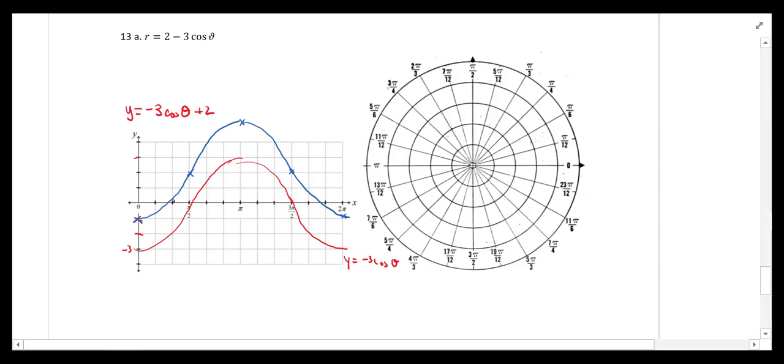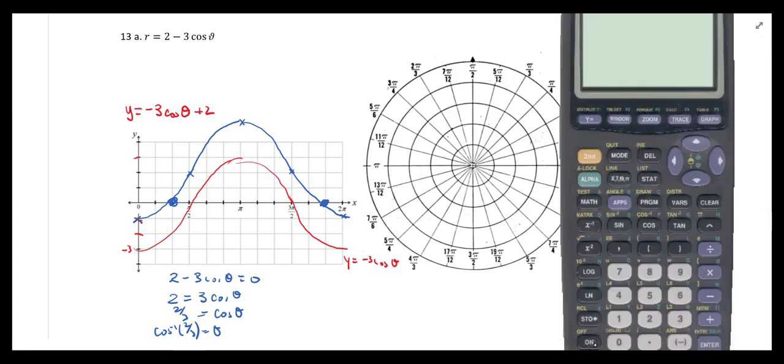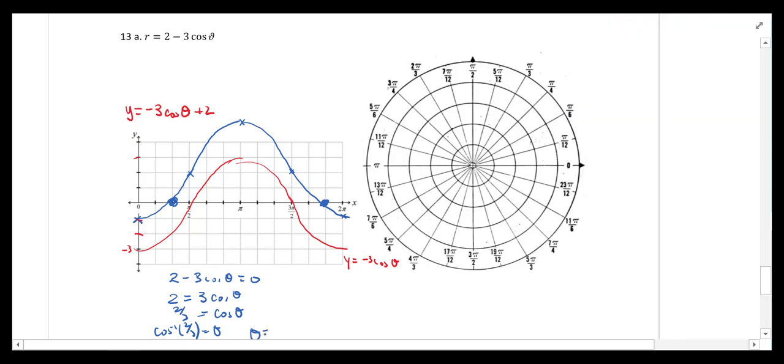If I wanted you to find out where these values are, we can make that equation 2 minus 3 cosine theta equal to 0 and solve. So 2 equals 3 cosine theta. Cosine theta equals 2/3. Inverse cos of 2/3, that's not a nice number. But if you want to find out, graph and calculator: inverse cos of 2/3. What do we get? 0.84. So theta equals 0.84. That makes sense as this answer.